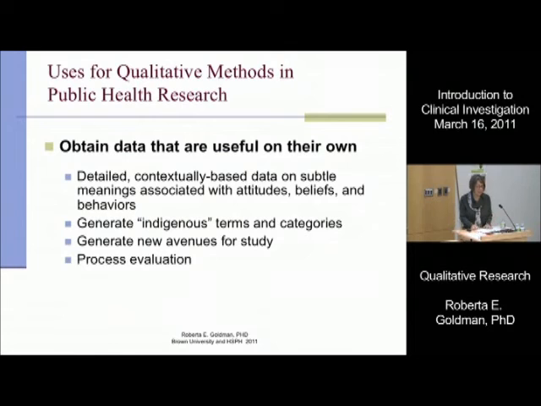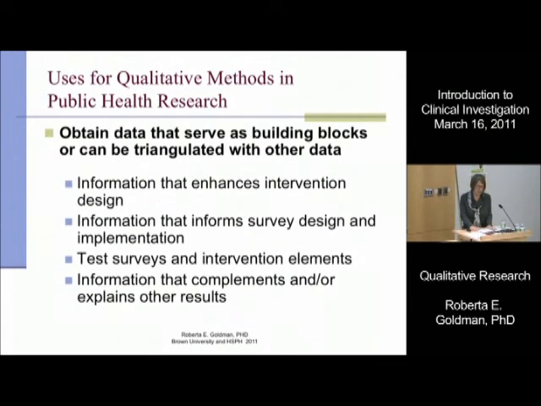You can obtain data that's useful on its own. Sometimes the qualitative research that we do in the beginning of a study generates the first papers of a very, very large study, because the data does stand on its own. It was also used to help design the surveys, to help design the interventions and the intervention material. So it's very multi-use once you get that data.